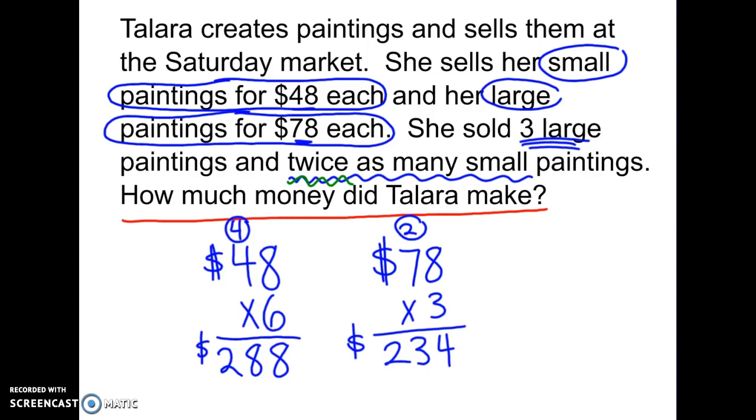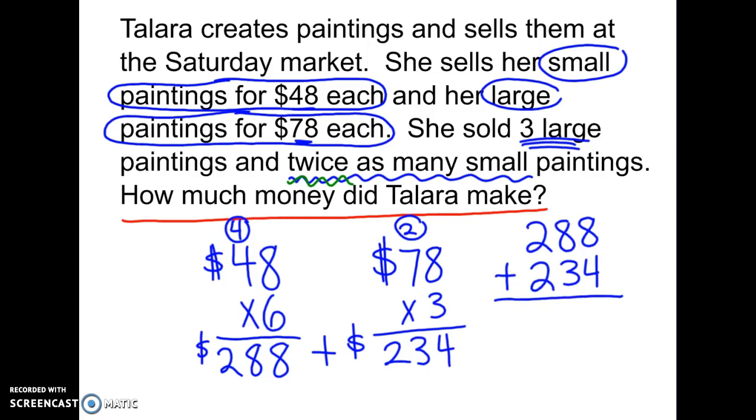So, again, going back to the question, how much money did Talara make? That's all together, because she sold all of those paintings, the large ones and the small ones. So I'm going to add these 2 amounts up. So I've got 288 plus 234.